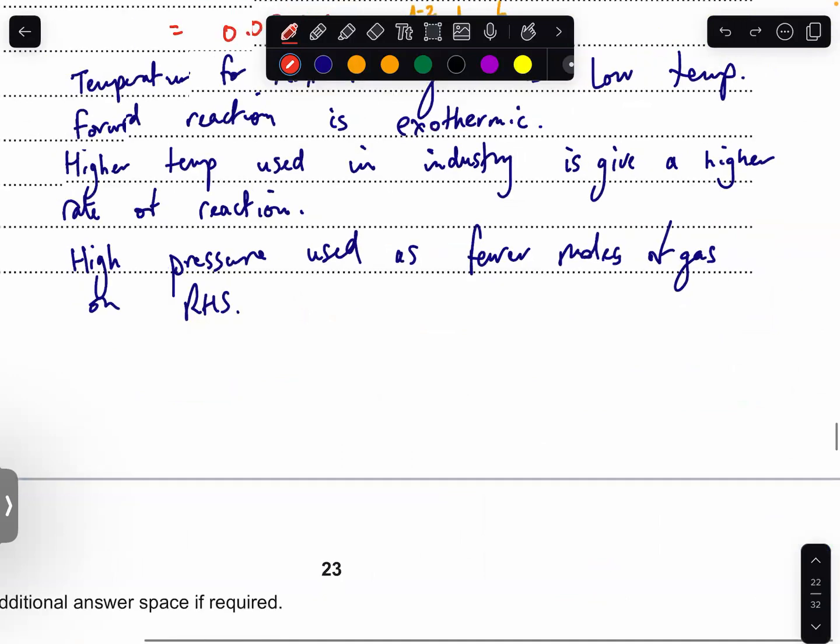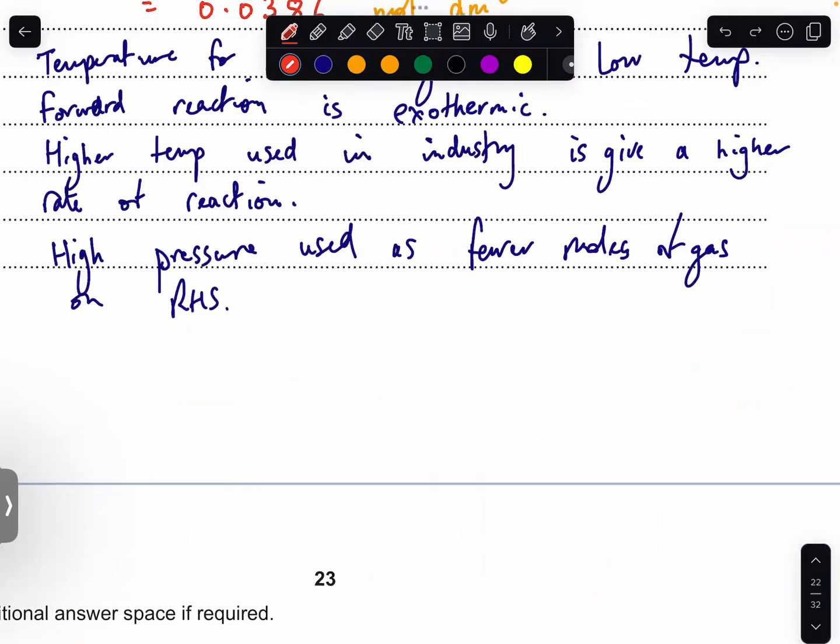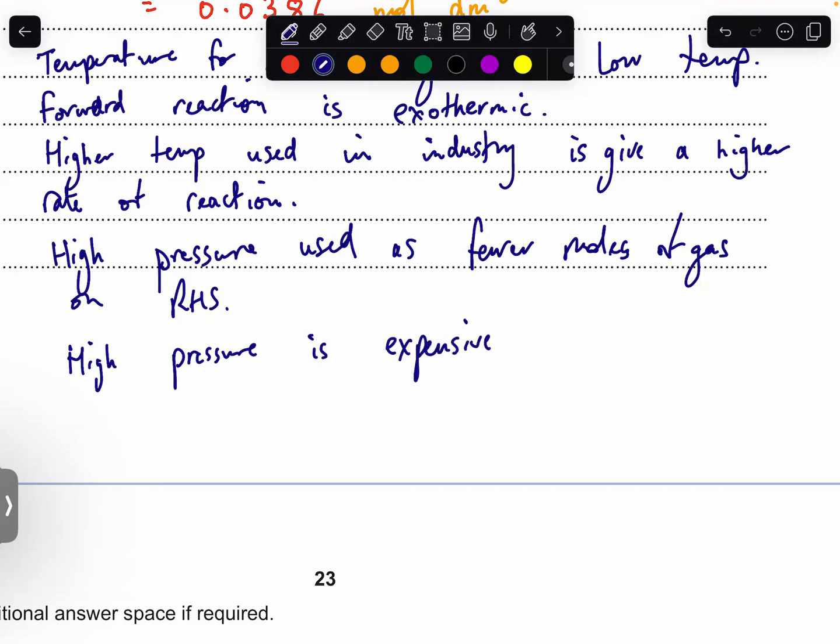However, why would extremely high pressure not be used? Now, the dangers with extremely high pressure are, it's expensive, and also, it's a safety hazard. So these are pros and cons of things to be kept mindful of in industrial processes, for example, making ammonia.